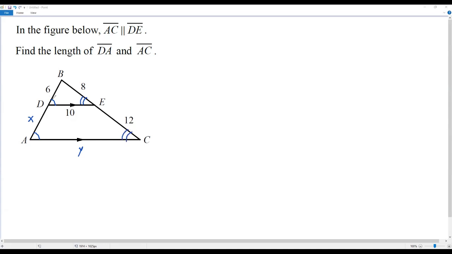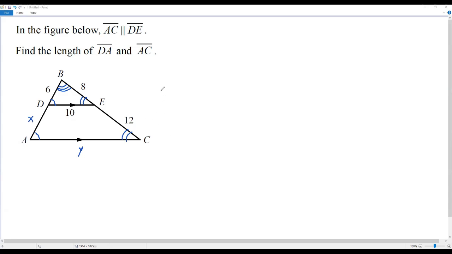Okay, now let's consider two triangles in this figure: the smaller triangle BDE and the bigger triangle BAC. This angle measure over here is a common angle for both the triangles, I mean angle B. So the three angle measures of the smaller triangle are equal to the three angle measures of the bigger triangle ABC, so the two triangles must be similar. Whenever three angle measures of one triangle are congruent, or equal, to the three angle measures of another triangle, then the two triangles are said to be similar.